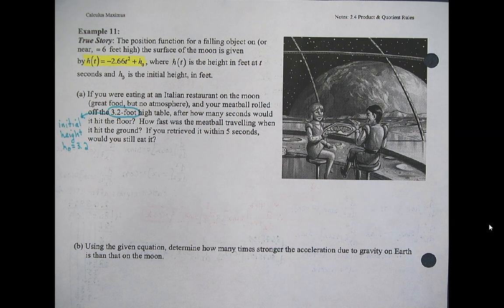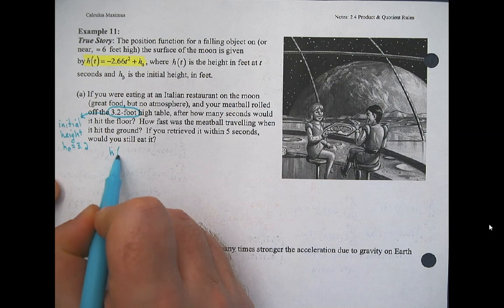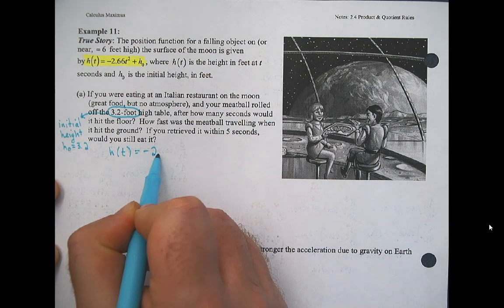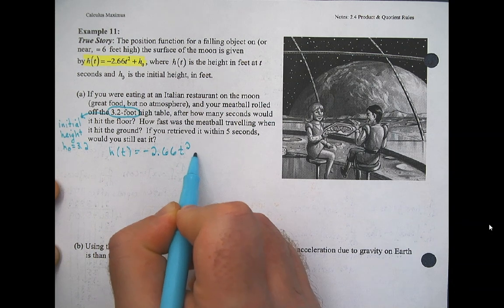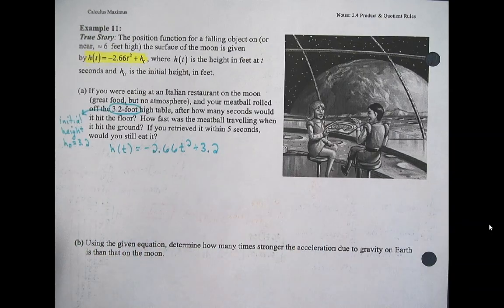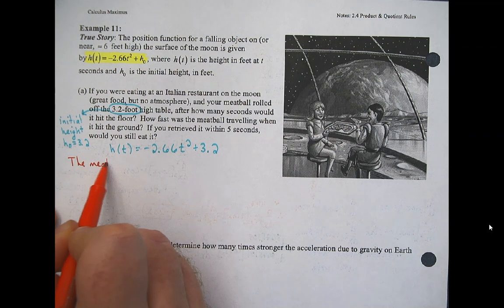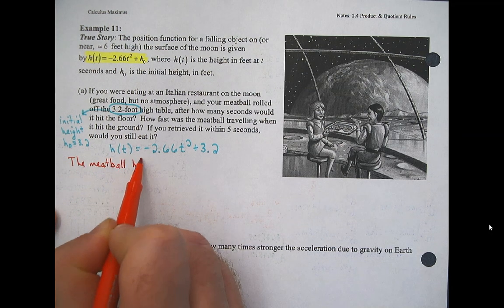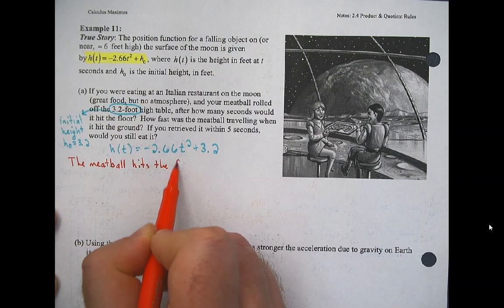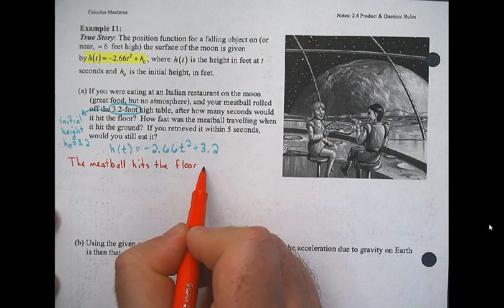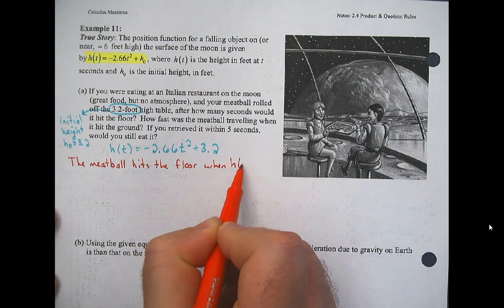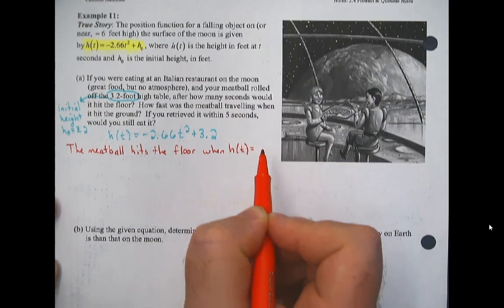Okay, so what's our equation? Let's do that first. H of t is equal to negative 2.66 t squared plus 3.2. That puts us at a height of 3.2. Now what we want to see is after how many seconds would it hit the floor? Well, when does the meatball hit the floor? At what height does the meatball hit the floor? The meatball hits the floor when h of t, the height, is equal to what? Well, if you're on the floor, you're at a height of 0.